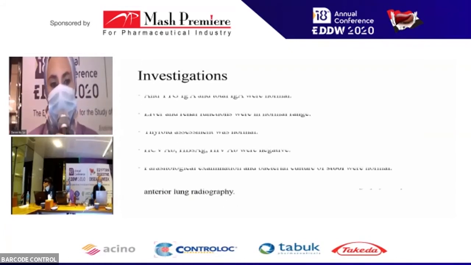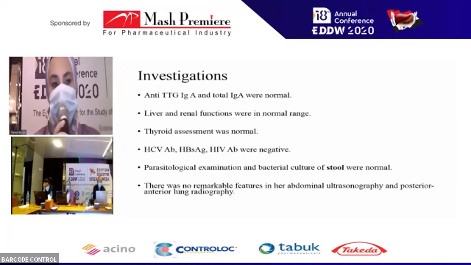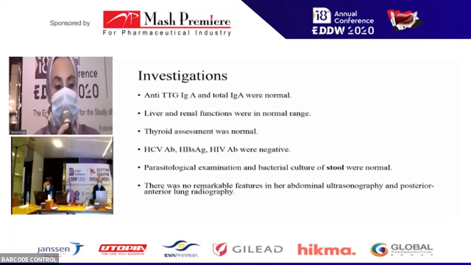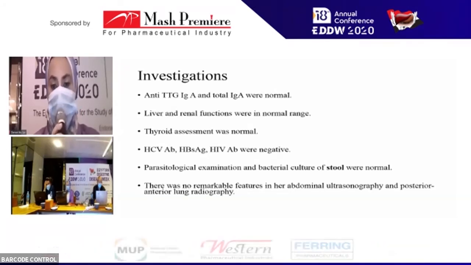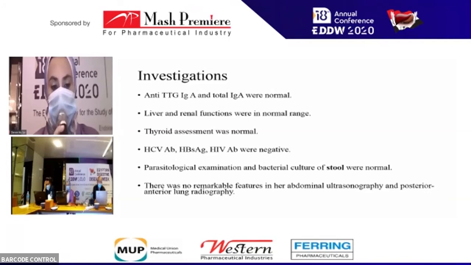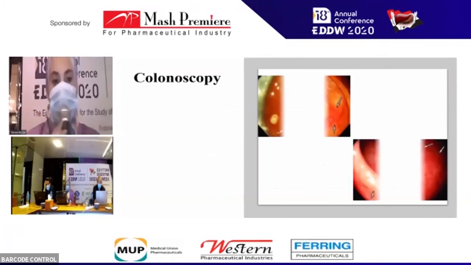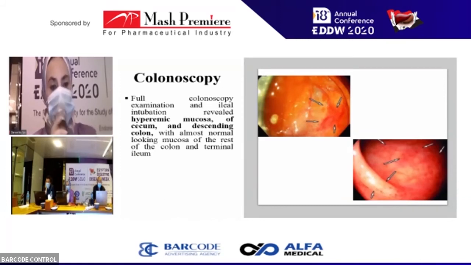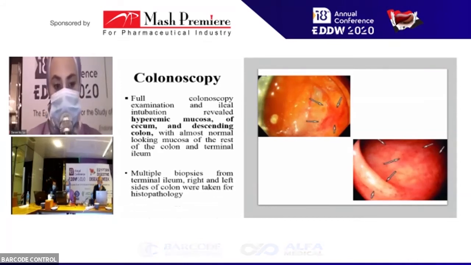Other investigations were done. Anti-tissue transglutaminase immunoglobulin A and total immunoglobulin A were normal. Liver, kidney, and thyroid functions were normal. Viral hepatitis C, B, and HIV were negative. Parasitological examination and bacterial culture of stool were normal, and there were no remarkable features in her abdominal ultrasound and chest X-ray. We proceeded to do the colonoscopy, and ileal intubation was done, which revealed hyperemic mucosa of the cecum and descending colon, with almost normal looking mucosa of the rest of the colon and terminal ileum. Multiple biopsies were taken for histopathology.